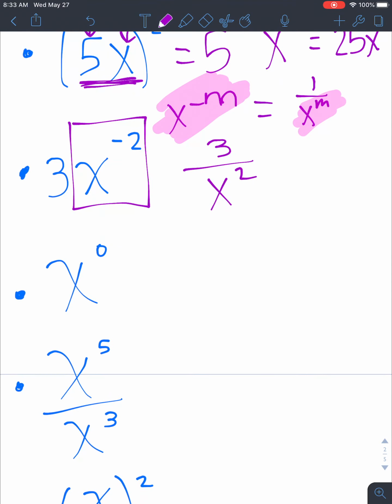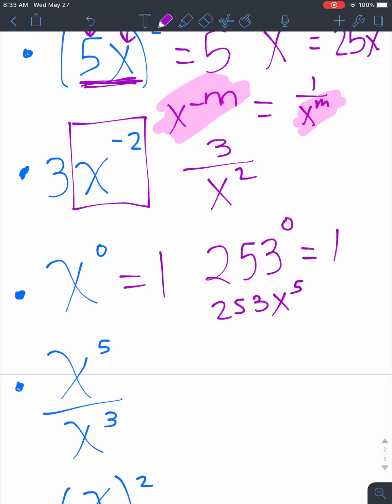Okay, so that was our negative powers rule, and then we came to the 0th power. This is probably one of the most powerful because anything raised to the 0th power is just 1. All right, so that means you could have 253 raised to the 0th power, and it's still just 1. Even if it's 253 times x to the 5th, all raised to the 0th power, still just 1. All right, so that one's pretty powerful.